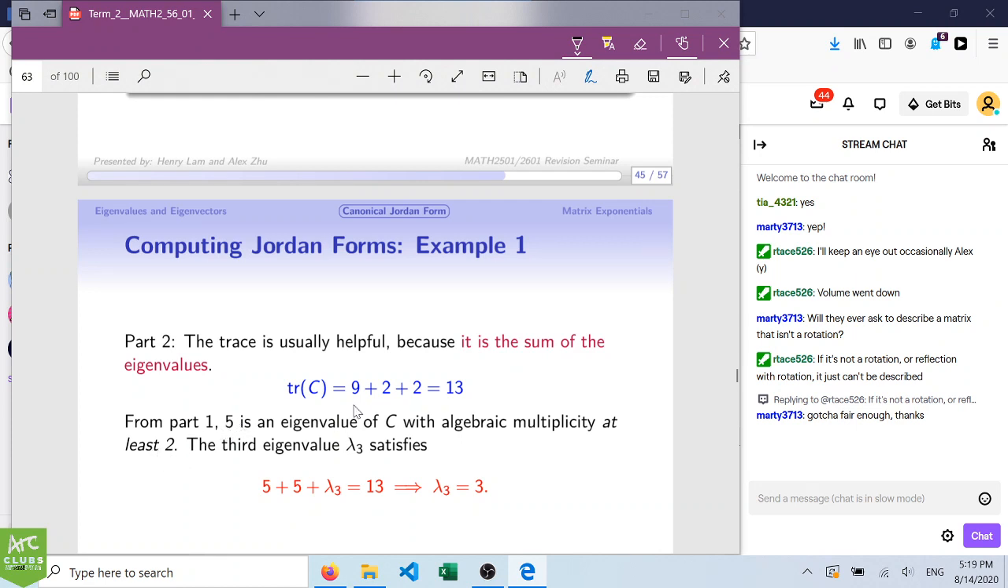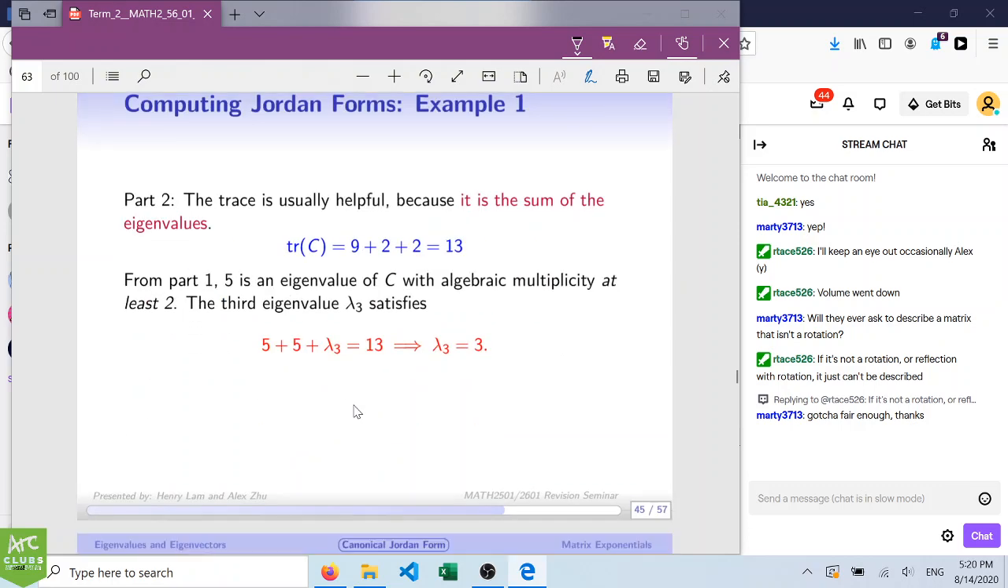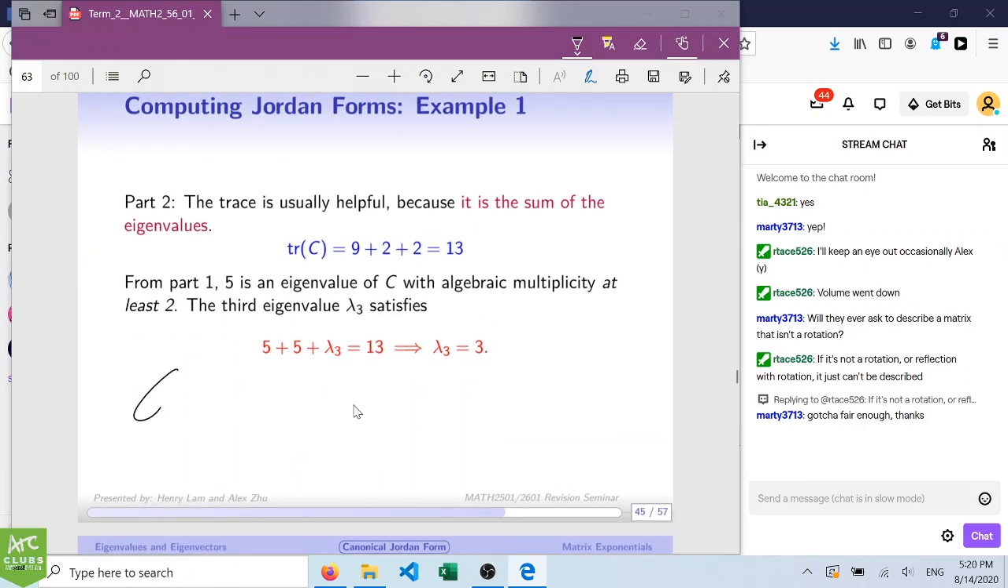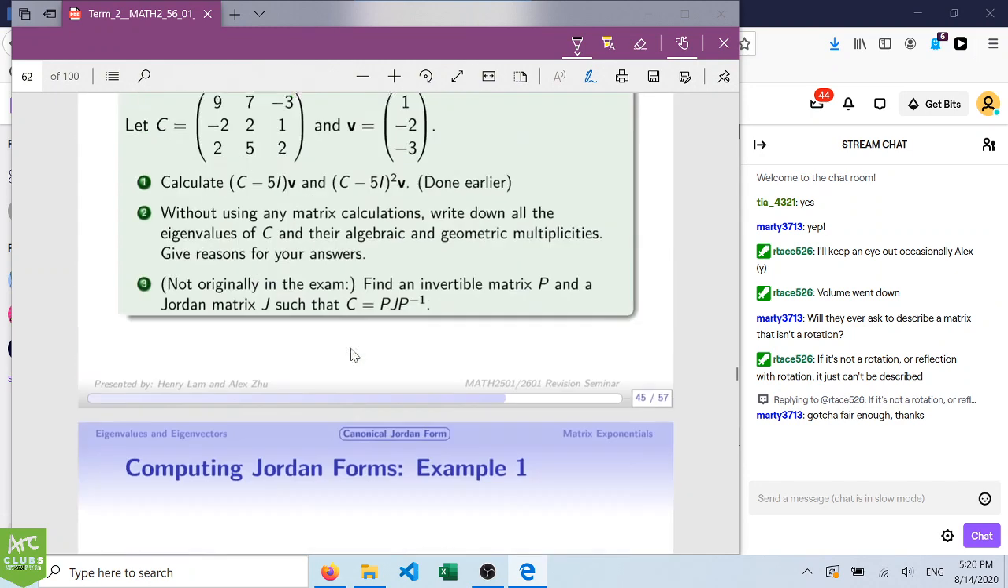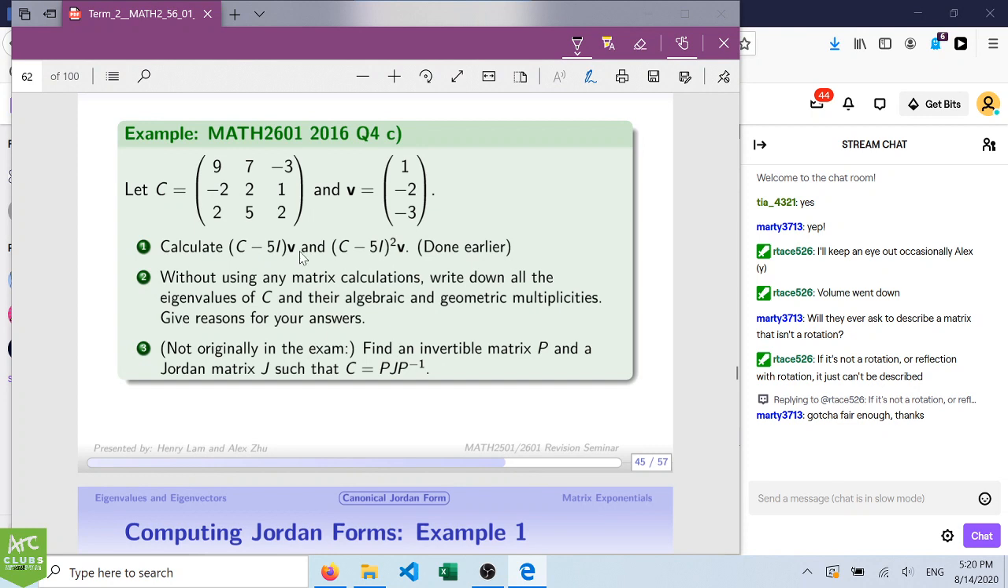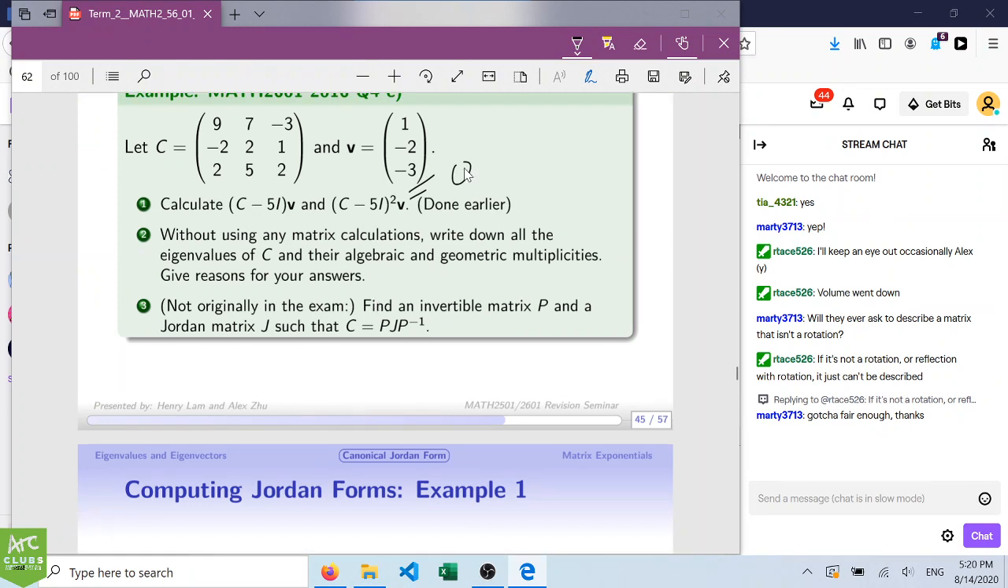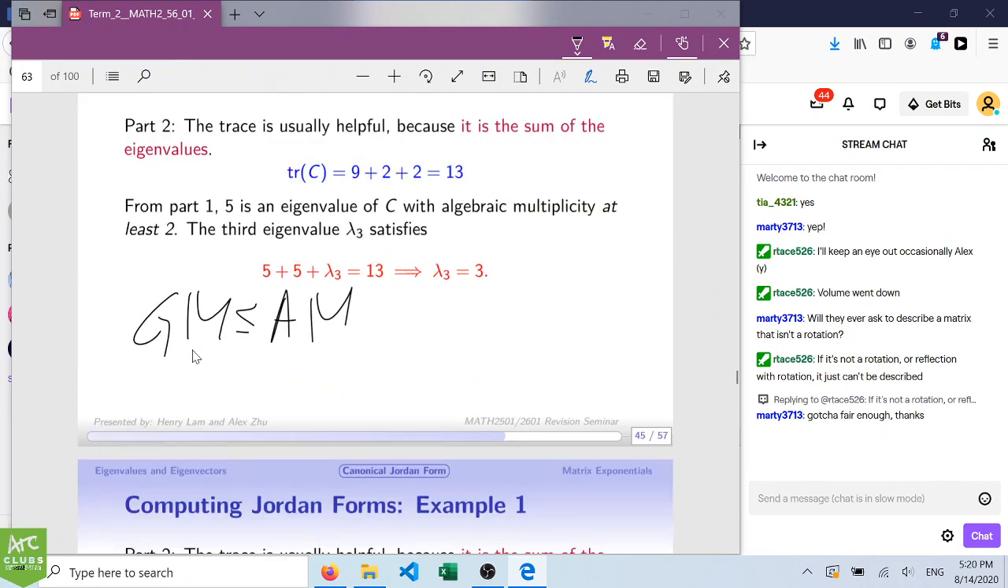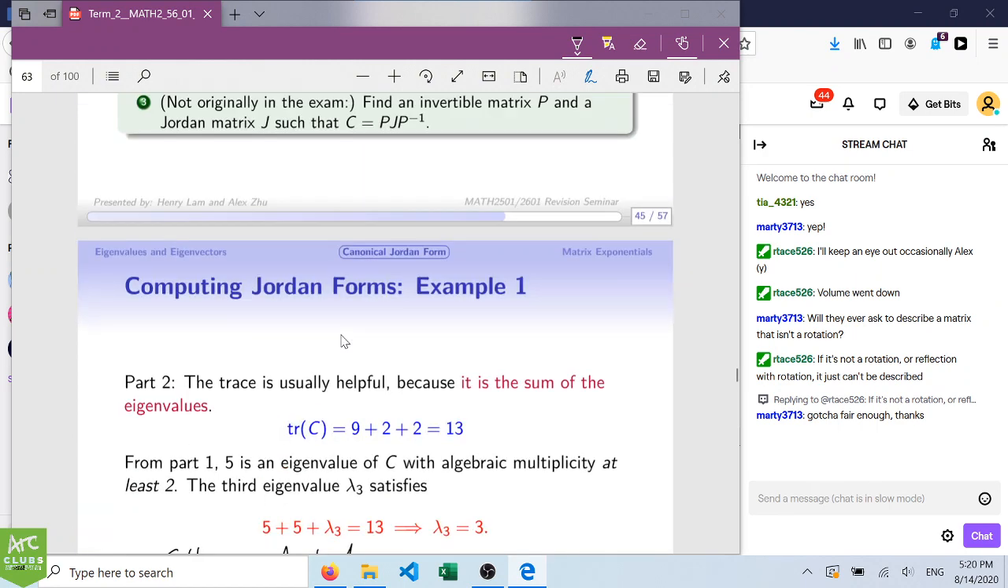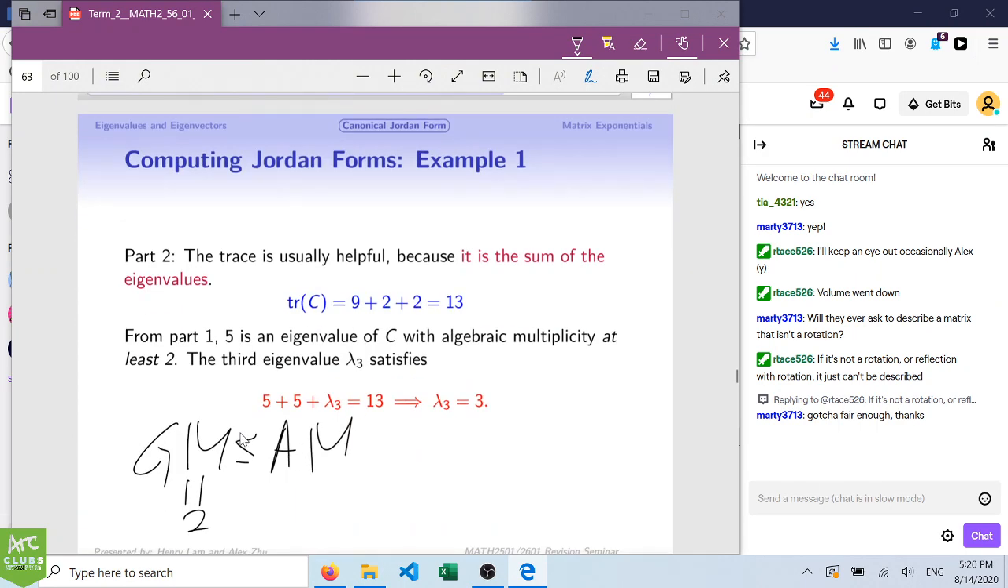Now why is that? Because we know that GM is less than or equal to AM. And by doing all this hard work on C minus 5I times V and C minus 5I squared times V, we know that the second one equals 0, right? So if the second one equals 0, GM is at least 2. Which means GM equals 2, because the second one equals 0 and the previous one doesn't equal 0. And AM is at least 2.